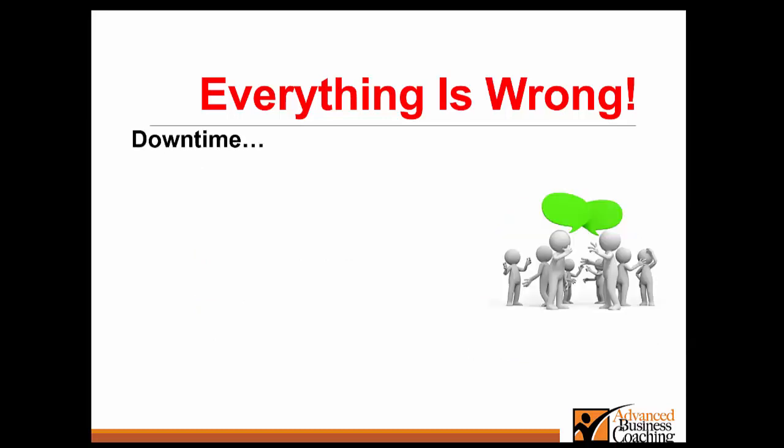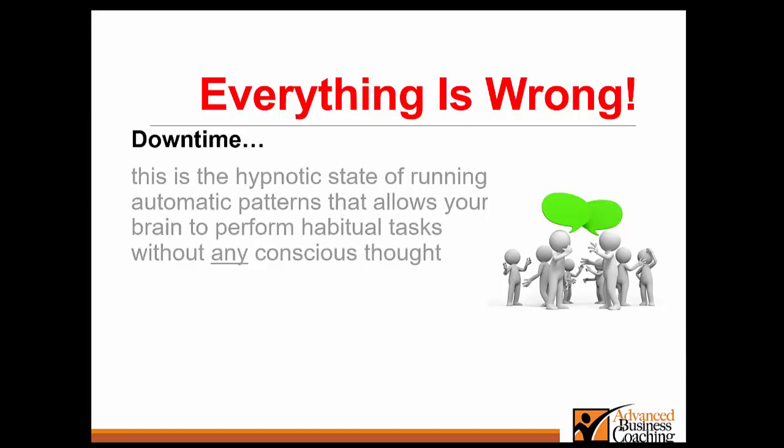Let's begin by discussing that first concept called downtime. Simply put, this is a hypnotic state of running automatic patterns that allows your brain to perform habitual tasks without any conscious thought. You do this all the time. So do I. For instance, have you ever driven to work and when you finally got there, you don't remember making the trip? That's downtime. This occurs because driving to work is a habitual pattern that we all use frequently. We don't have to consciously think about it.